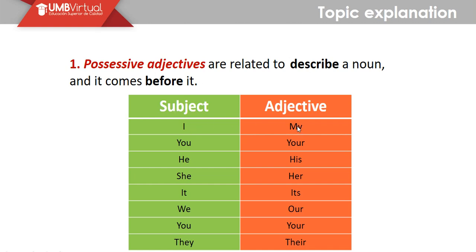So for I, my. You can say, for example, my computer is big. Your car is black. He, so his chair is yellow. Her notebook is big. Its refers to places, objects or animals. Its tail is long. Our telephone is slow. Your drink is delicious. Their headphones are big.